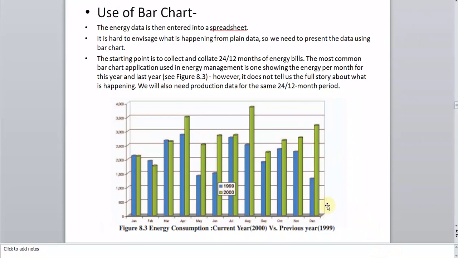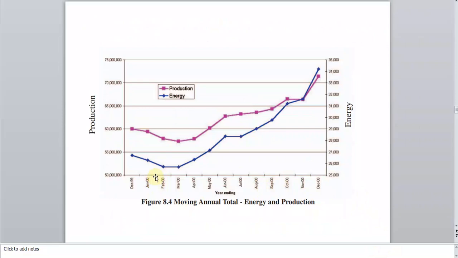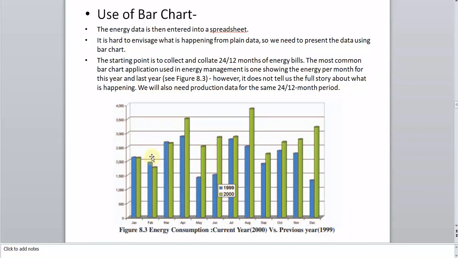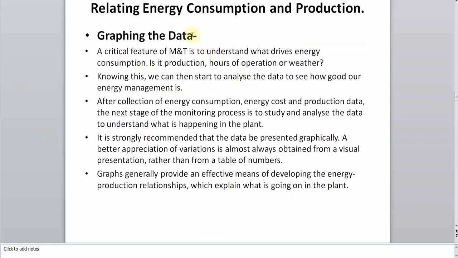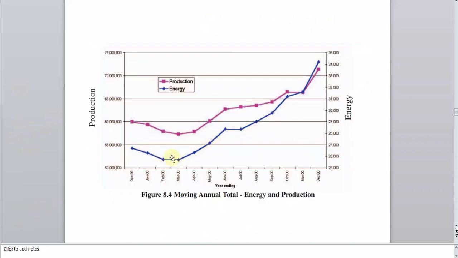Next, you can also use a line chart. First of all, in the process of relating energy consumption and production, we have to gather the energy consumption data, previous year and current year, per month data. After that we can also graph two different data, that is energy consumption data with the production data, energy consumption with respect to the production.